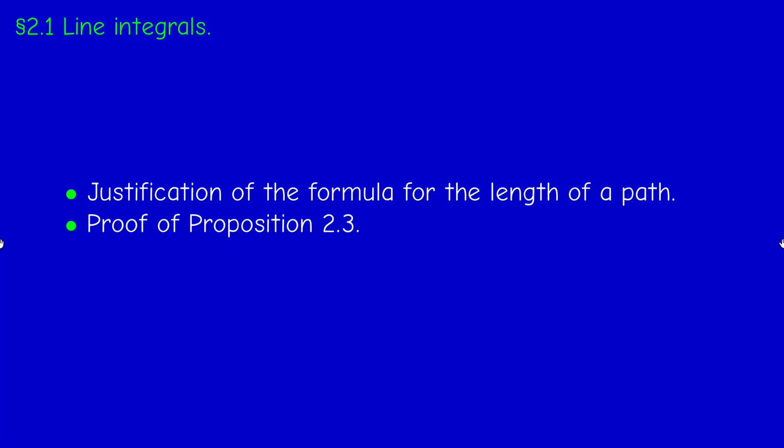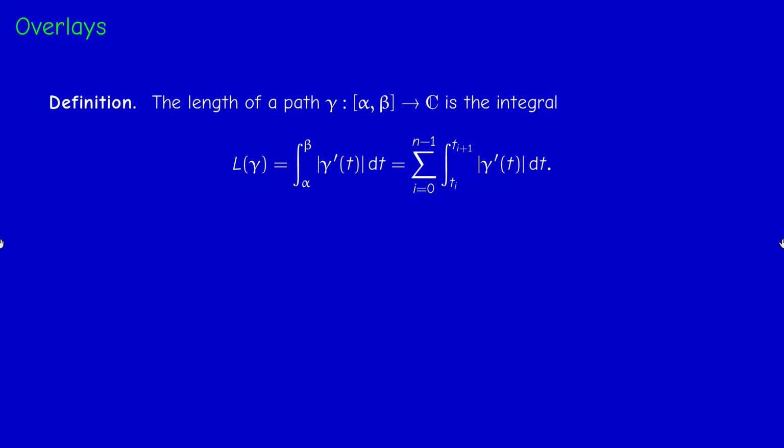Okay, so let us start with the justification of the formula giving the length of a path gamma, why the length is computed as an integral of the modulus of gamma prime. Of course, it's enough to justify this where gamma is C1, because if we do this, we can just apply the same thing for each part of the path, okay?